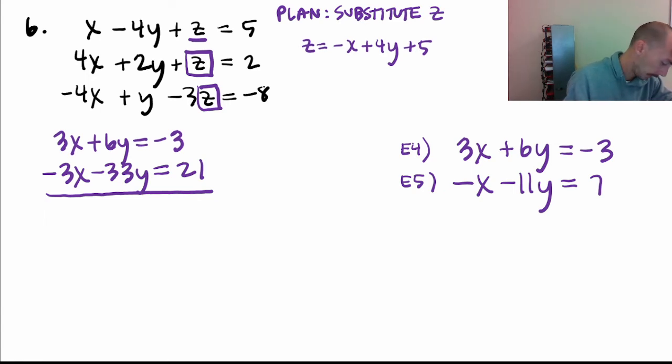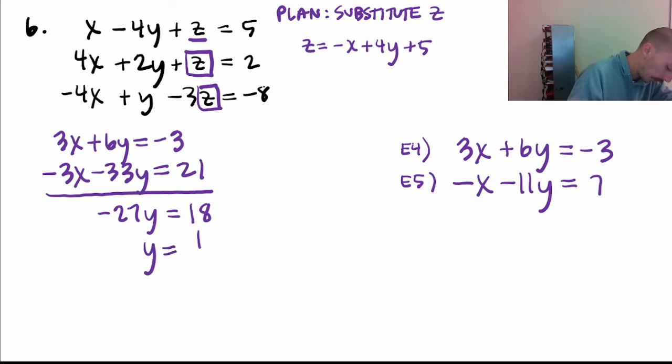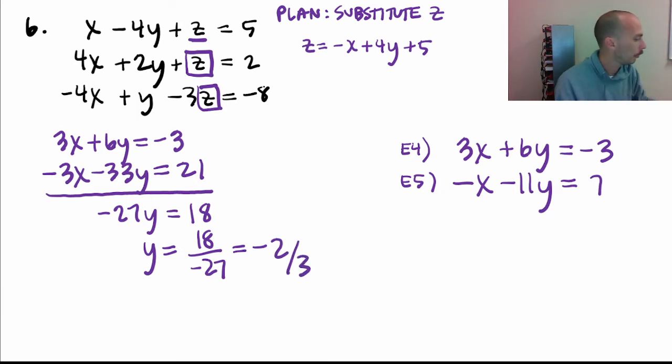I'm going to say, all right. 3x minus 3x, that's 0. 6y minus 33y is -27y. And 21 minus 3 is 18. So then I'll get y is equal to 18 over -27, which is -2/3. Okay, and -2/3 is not that bad of a number, right? We can work with it. It's actually a really nice rational number. It's the next best thing to a whole number.